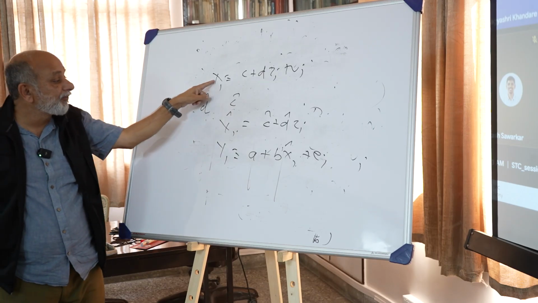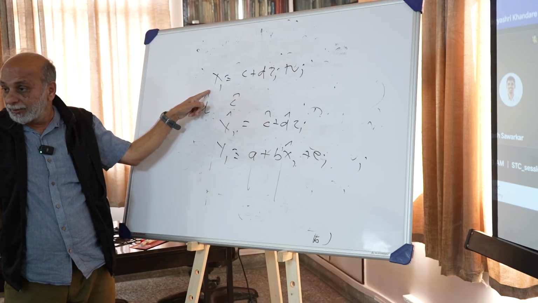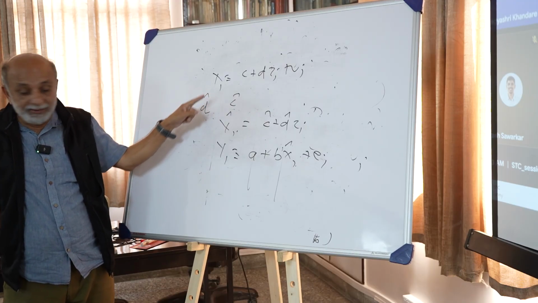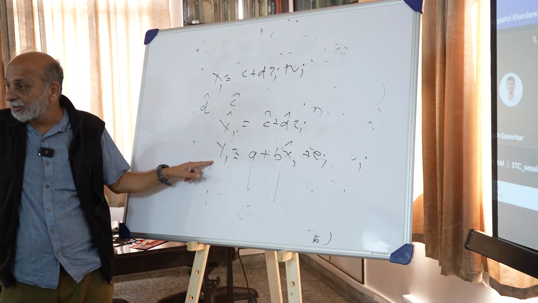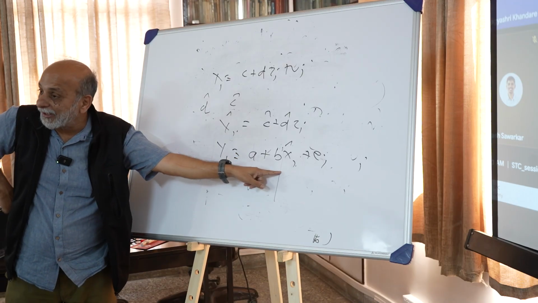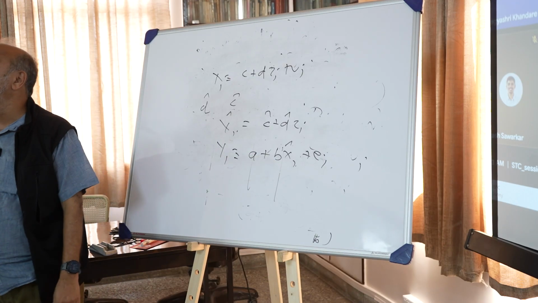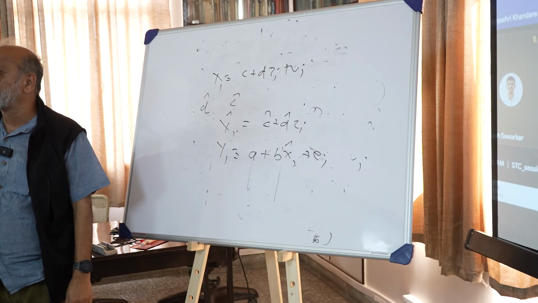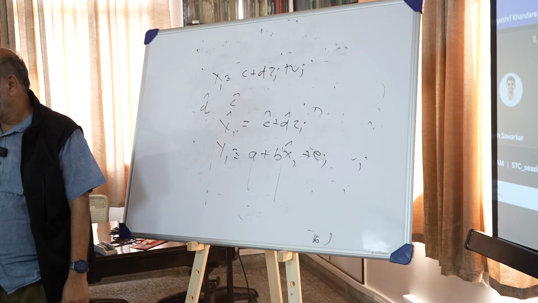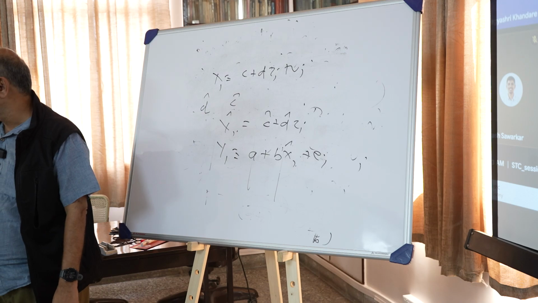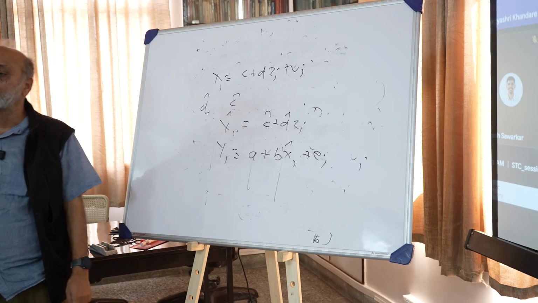This is called the first stage regression, x on Z. This is called the second stage regression, y on x hat i. Therefore, the method is called a two-stage least squares method. Why is it two-stage least squares method?